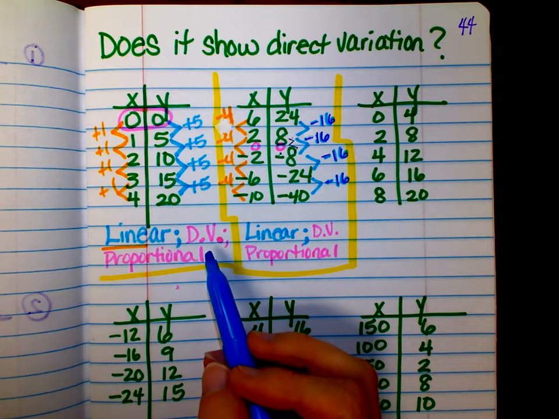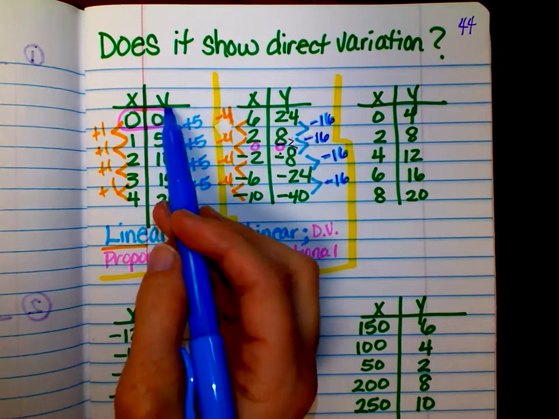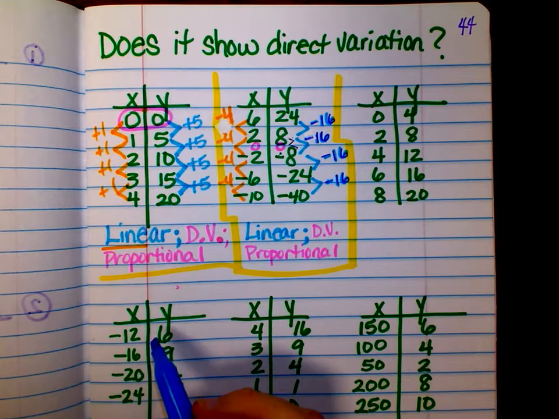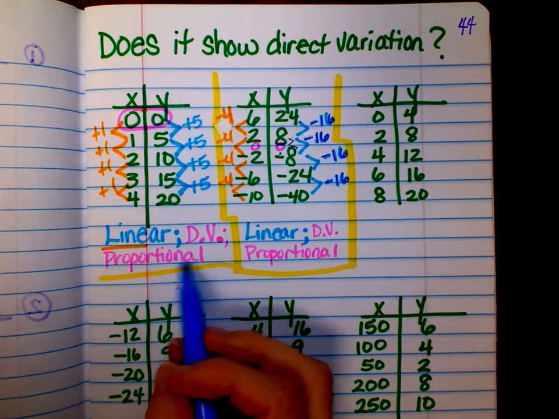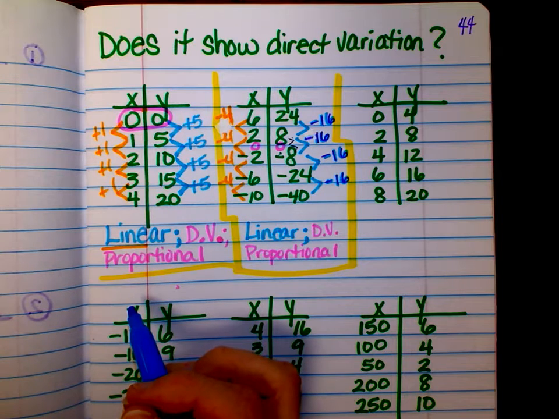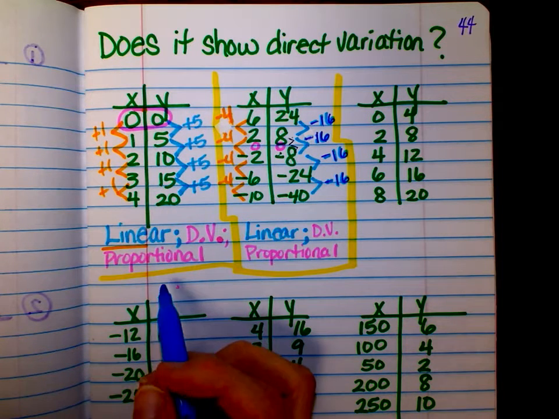And then the second thing we checked for was whether or not this represents direct variation. You can tell that it represents direct variation because it goes through 0, 0, which is the origin. And we also say that this is proportional because direct variation will go through the origin. There will be a proportional relationship shown here.